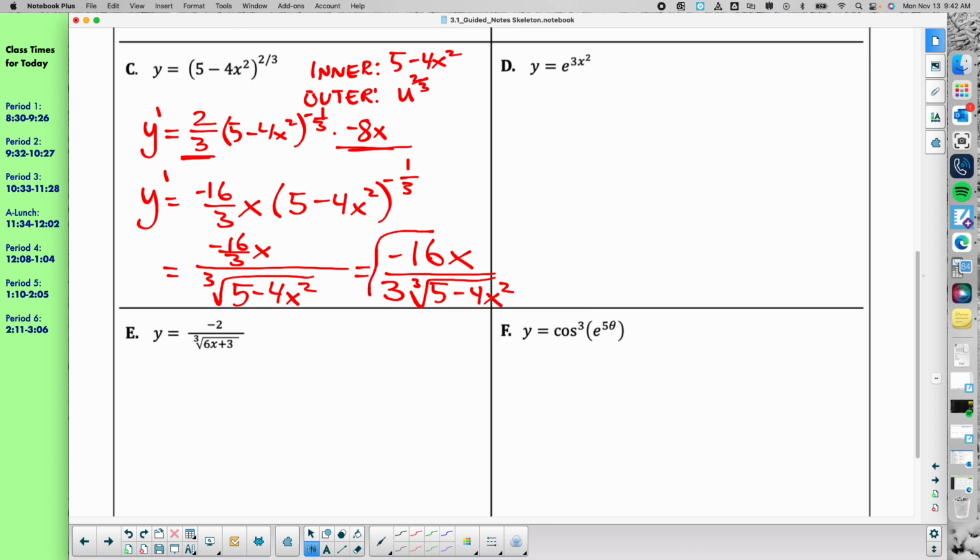This is what I am assuming is going to be the worst part of these problems for you, is just working on the simplifying. Because that's where I was seeing all the errors on the last test.